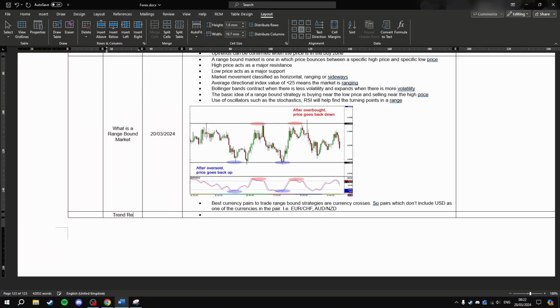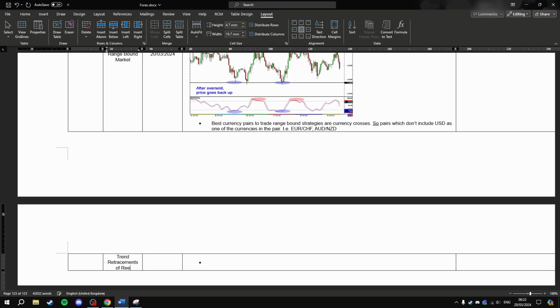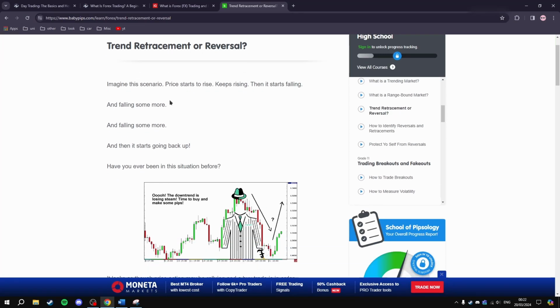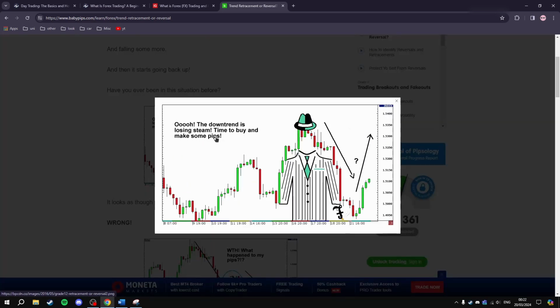Trend retracements or reversal. Imagine this scenario: price keeps rising and then it starts falling and falling some more, and then it starts going back up. Have you ever been in a situation like this before? Oh, the downtrend is losing steam. Time to buy and make some pips.